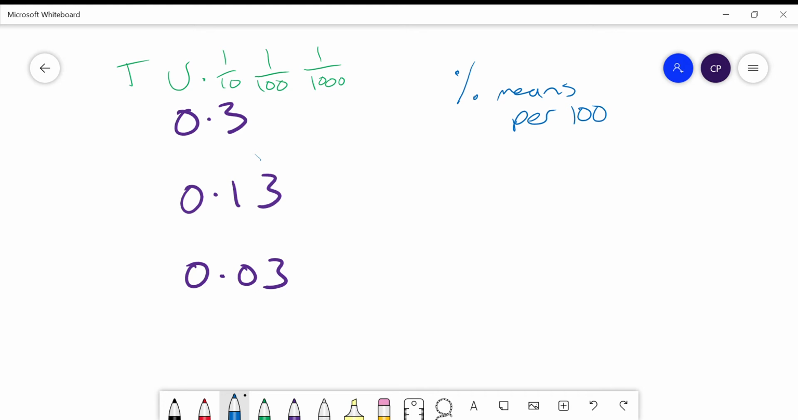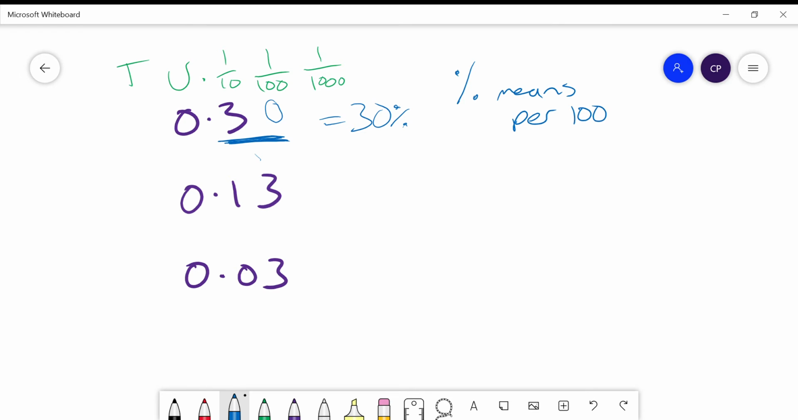So if I look at 0.3 and I want to turn that into a percent, it means I need to know what it is per 100. At the moment, I've got 3 tenths. So how many hundredths do I have? Well, underneath my hundredths column, I would have nothing. But altogether, I have 30 hundredths. Now, percent means per 100. So I've got 30 per 100, which is the same as 30%. So 0.3 is 30%.